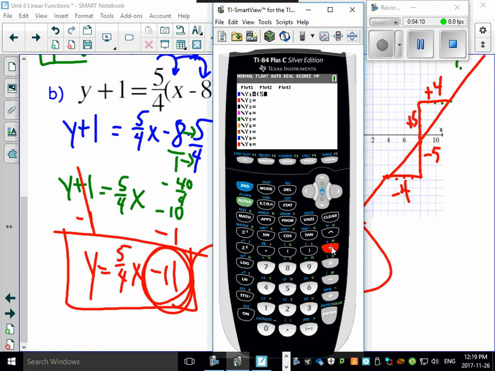Bracket, 5 divided by 4, because all fractions have to be in brackets on this calculator. There's the x value right there. Subtract 11, and let's see what we get. Okay, hit graph right there. Look at that. Boom, exactly like what we had on our diagram. So this is a really, really nice exercise of not only figuring out slope and point, but how to use your calculator.